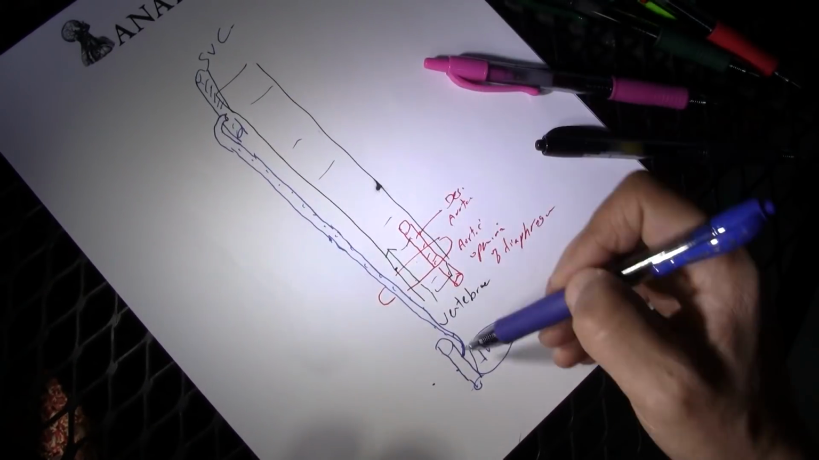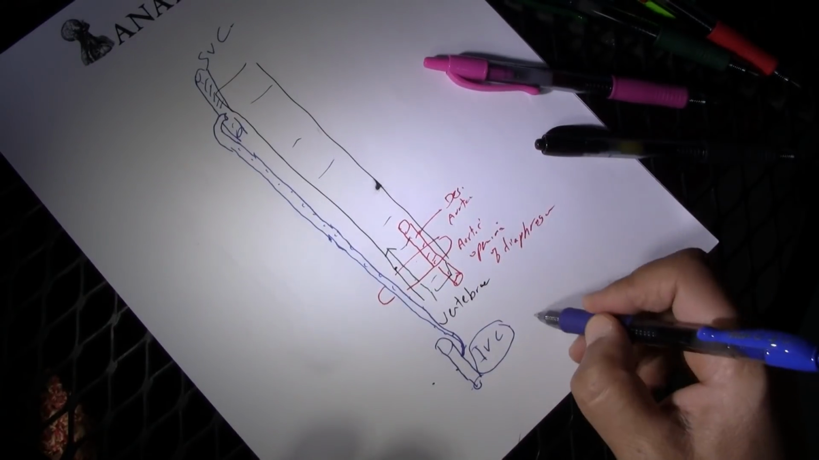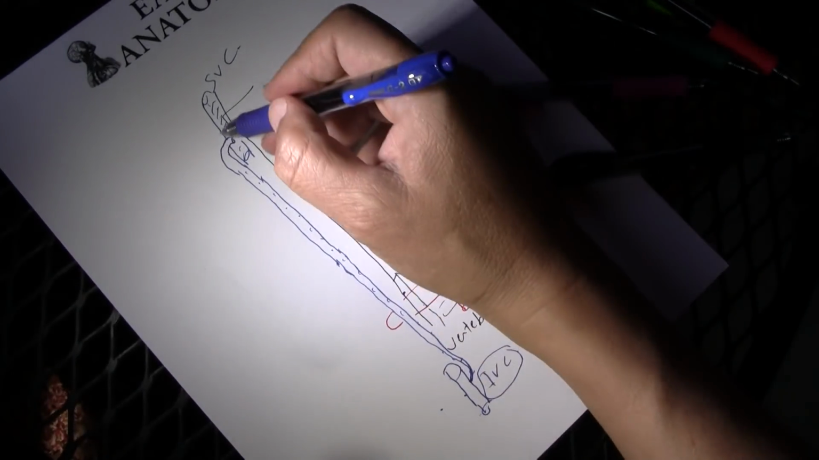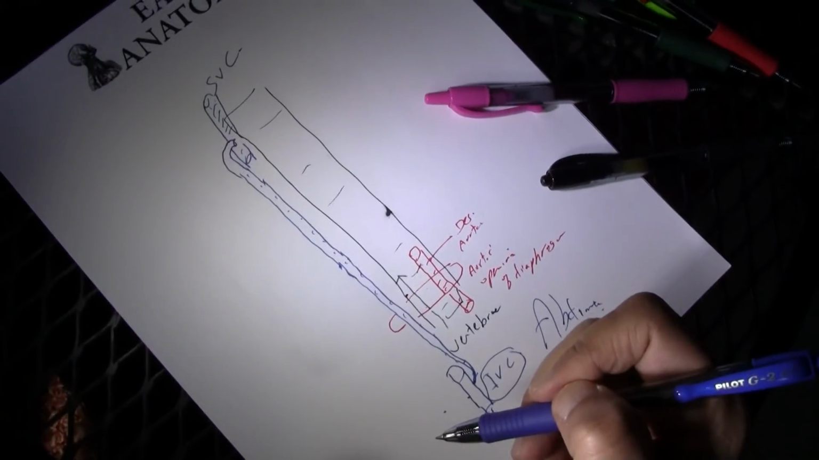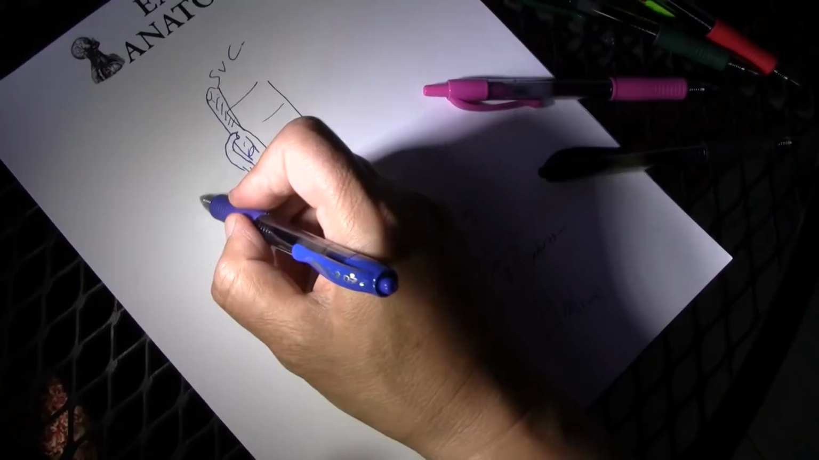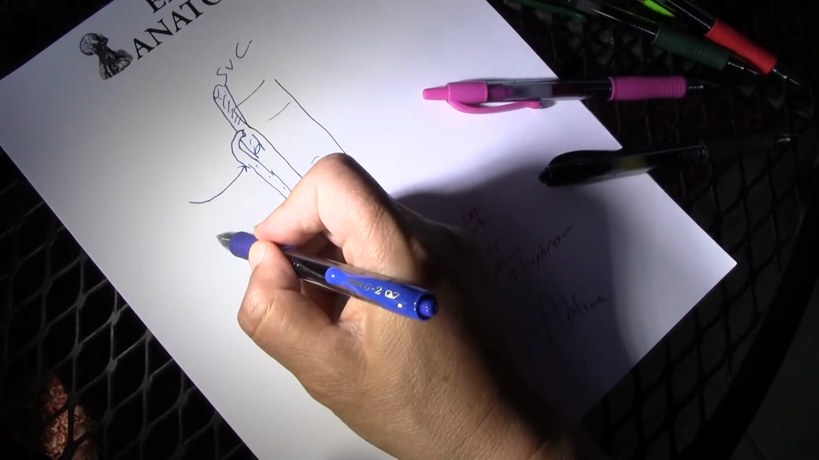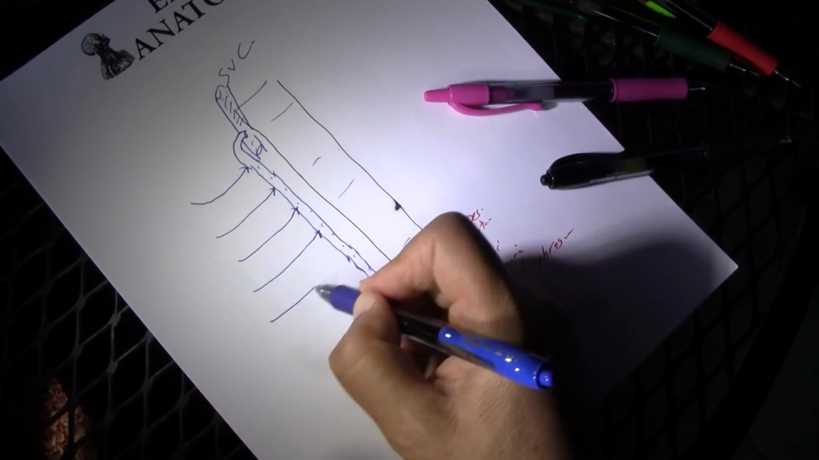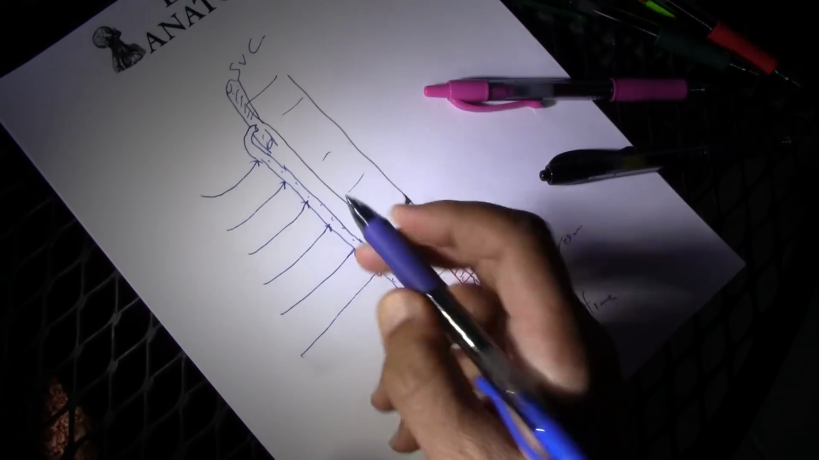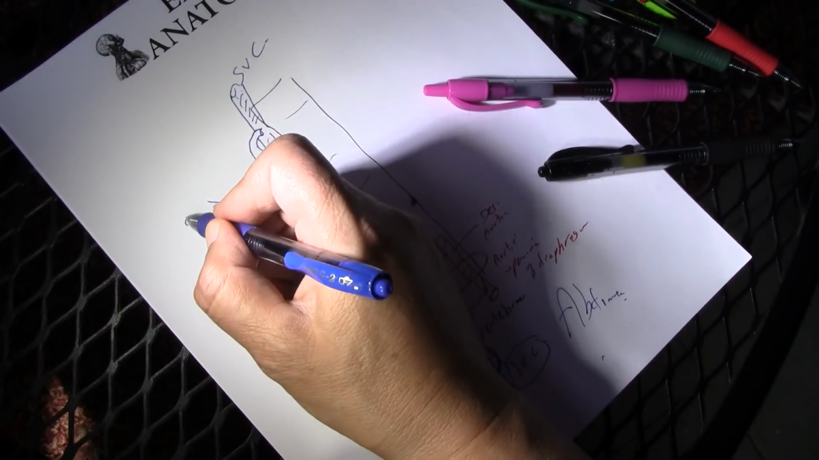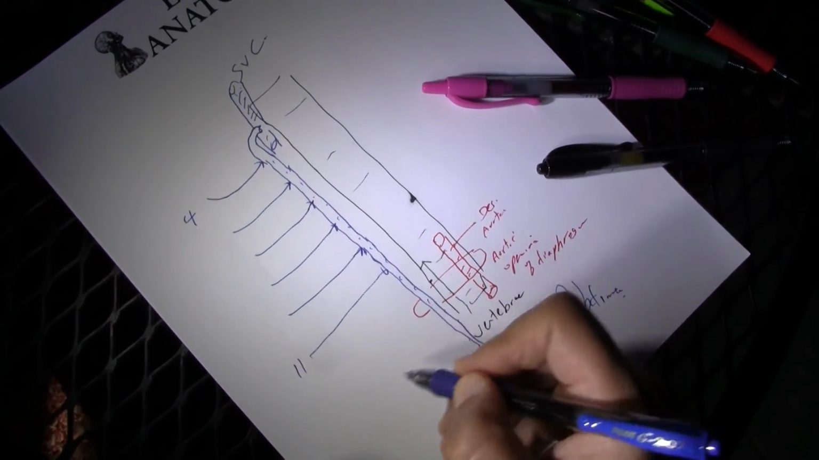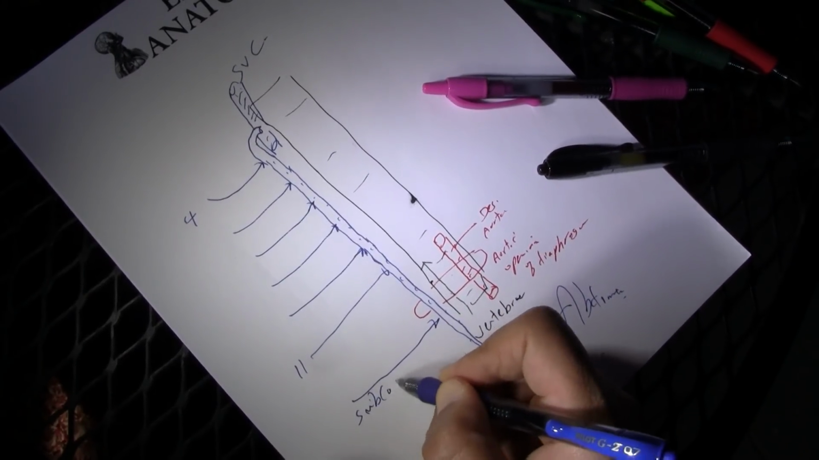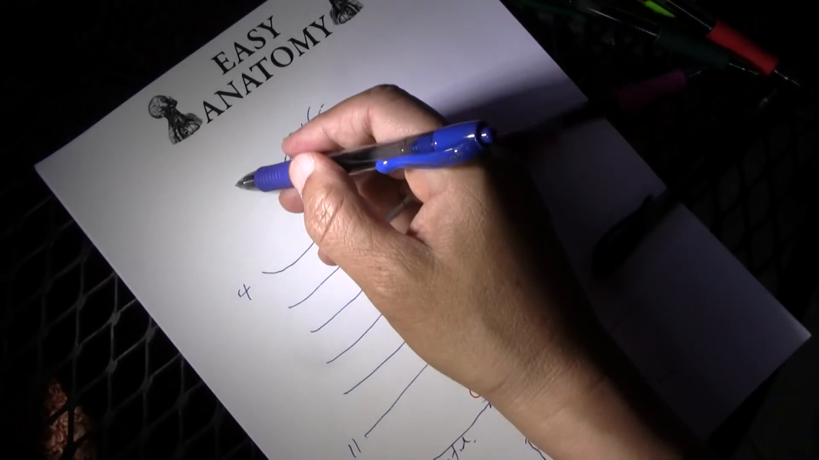So azygous vein extends from inferior vena cava in the abdomen. We are talking about abdominal cavity, and ends up in thoracic cavity into superior vena cava. It receives posterior intercostal veins from number 4 down to 11 plus the subcostal. How about 1 to 3?